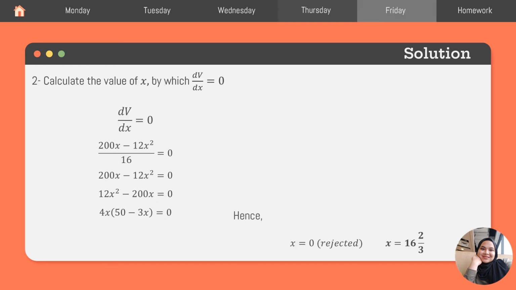Now, to calculate the value of x, the differentiated volume of the cylinder dV/dx shall equal 0. Hence, the value of x is obtained by simply calculating dV/dx equals 0. After simplifying, you will be left with two values of x, which is x equals 0 and x equals 16 2/3. Since the length of the rectangular paper cannot be 0, thus x equals 0 is rejected. In a nutshell, the value of x is 16 2/3.